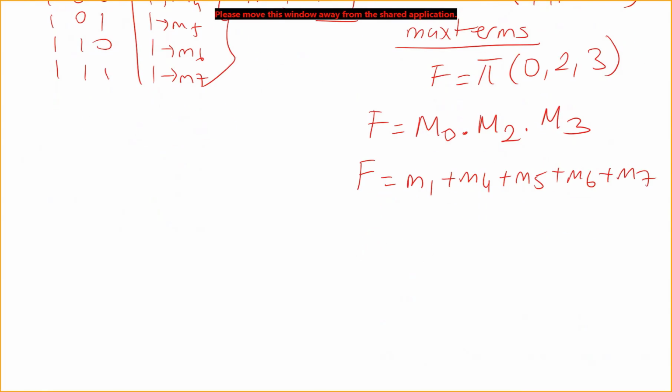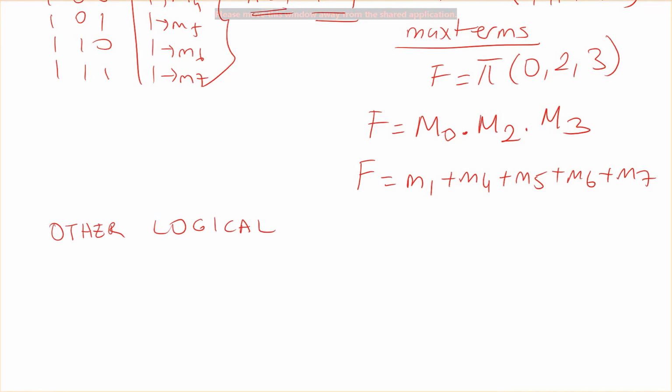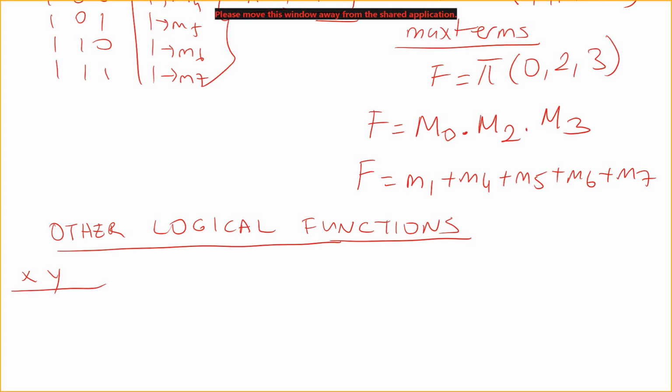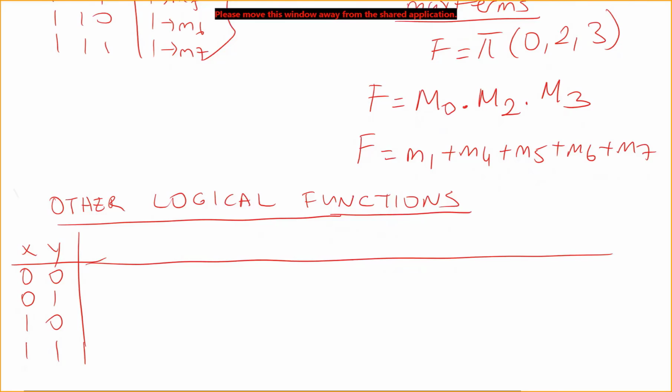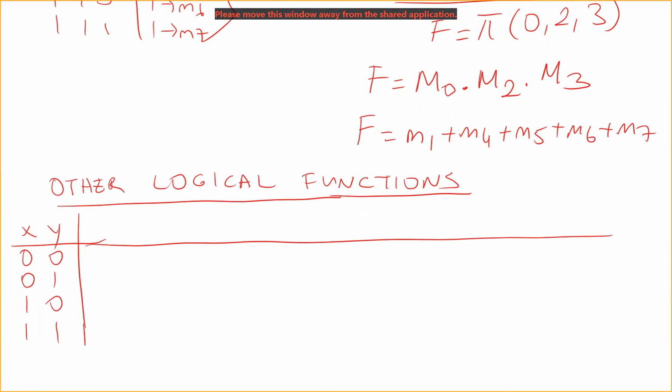Okay, now we have seen up to now AND, OR and NOT functions. But these are not the only functions we have. So we have other logical functions, and let's see those functions. We will review this using two variables. So if these are my two variables, then in this case I might have 16 different functions.